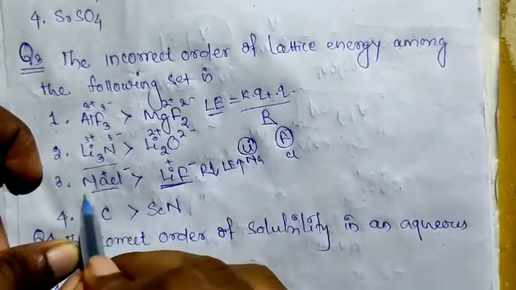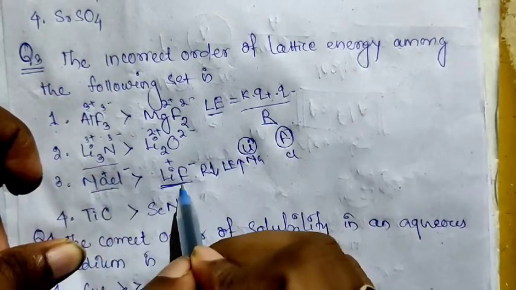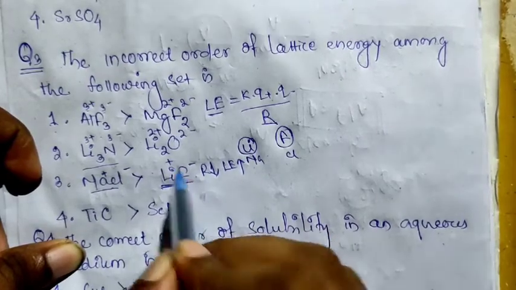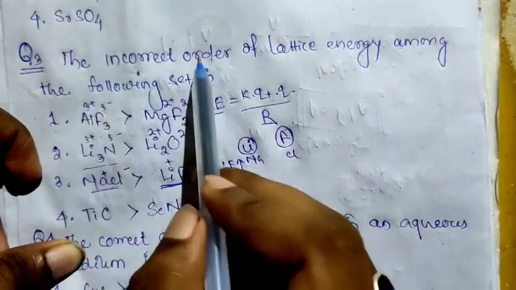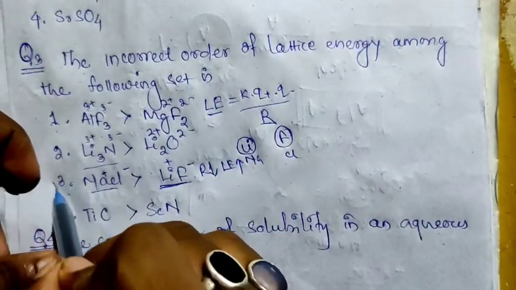But here it is given that NaCl has more lattice energy than lithium fluoride. So the question says the incorrect order of lattice energy among the following set is option 3. Okay.